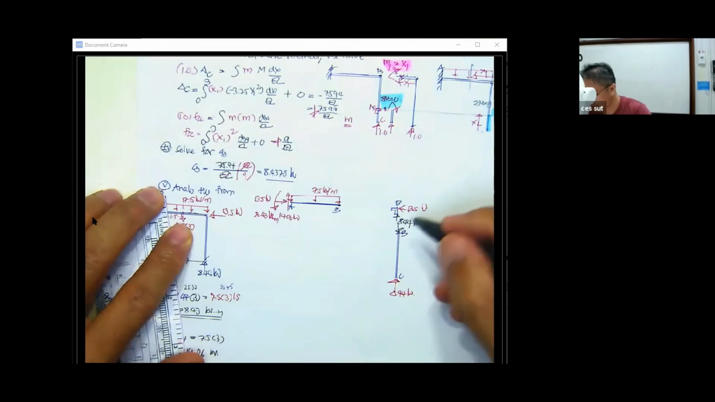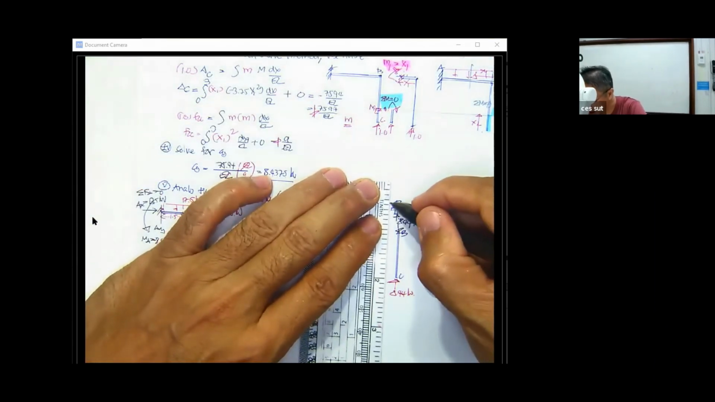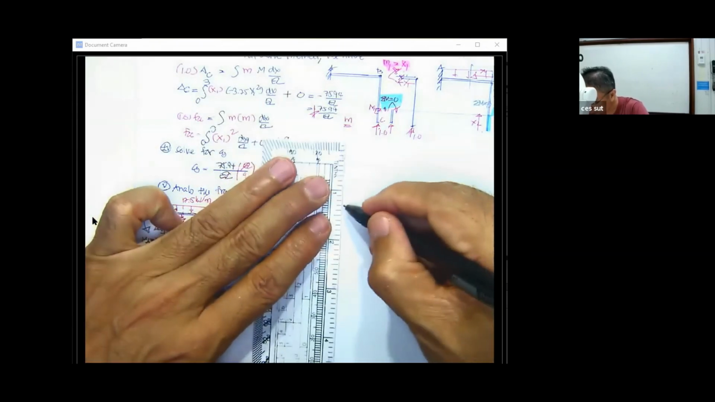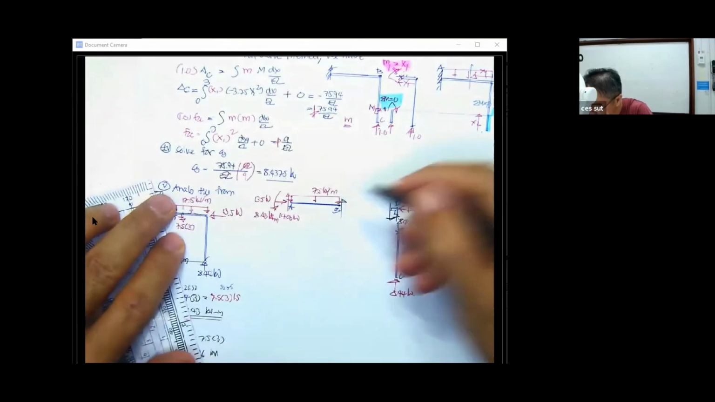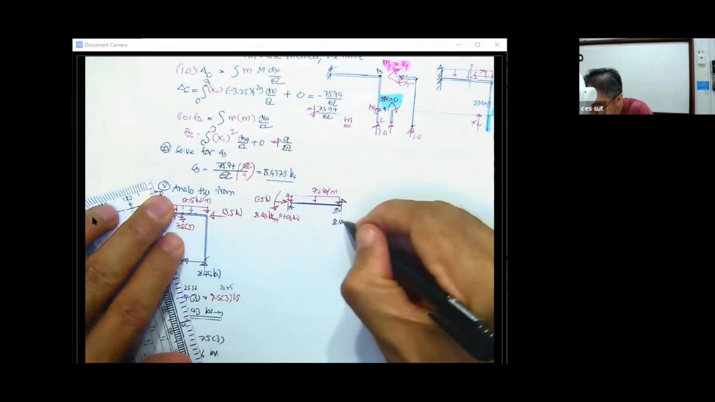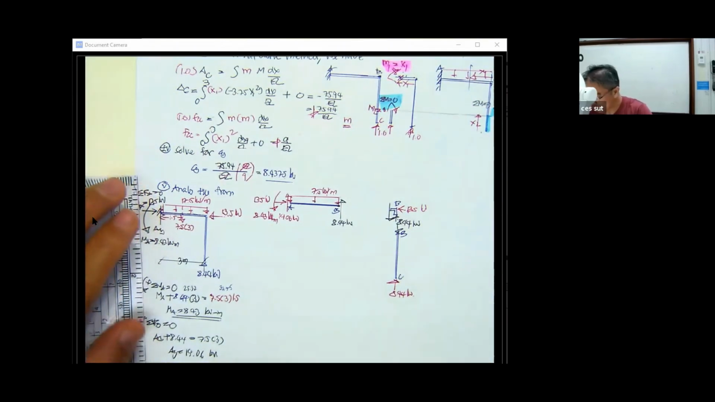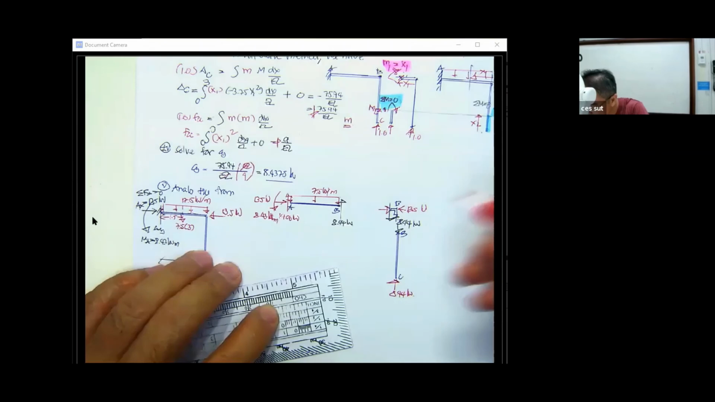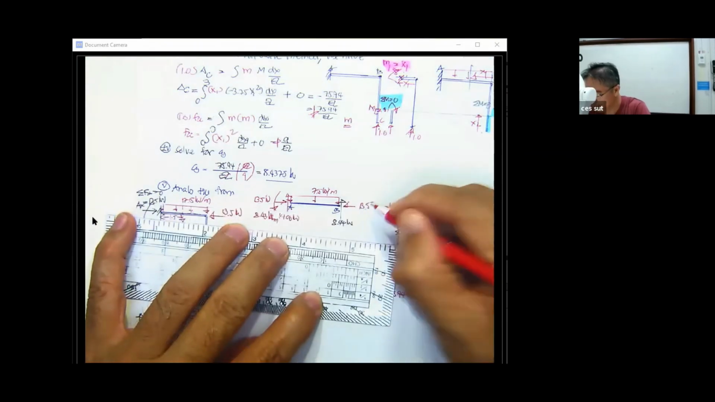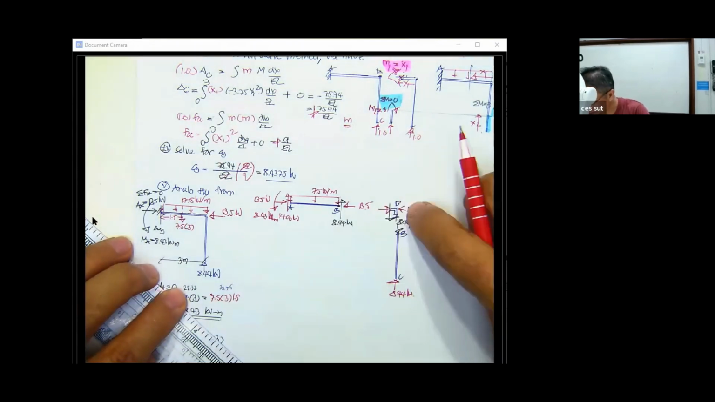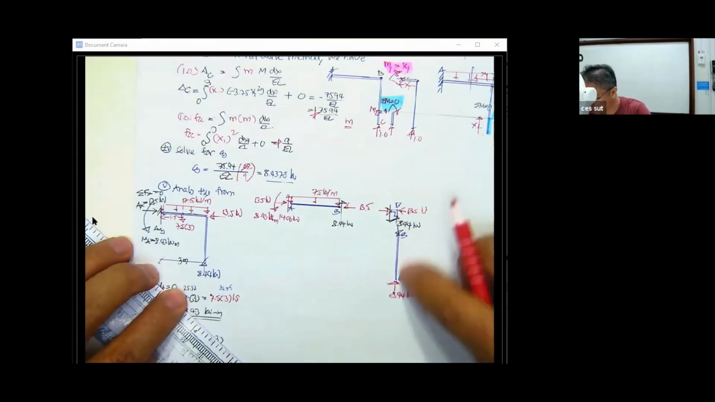Okay, kilonewton. This one is the upward. This one is going to be 8.44 downward, so this one is going to be 8.44 kilonewton. And then this one is going to be 13.5. This one is balanced, right? Since there is no force here, the moment here will also be 0.